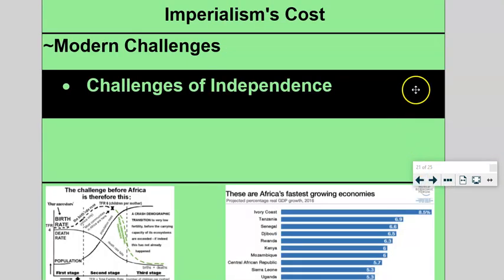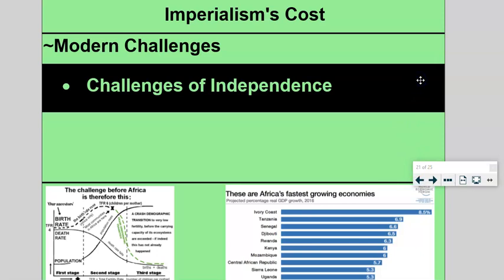Now, imperialism's cost, last thing here, presents a lot of challenges, right? There's a lot of modern challenges that Africa faces. After World War II, as that independence movement swept across Africa, you have more than 50 new nations born into independence, right? Well, that independence is a challenge. People expected rapid economic and political development without fully understanding how the growth of these institutions had been held back for 100 years or so, right?